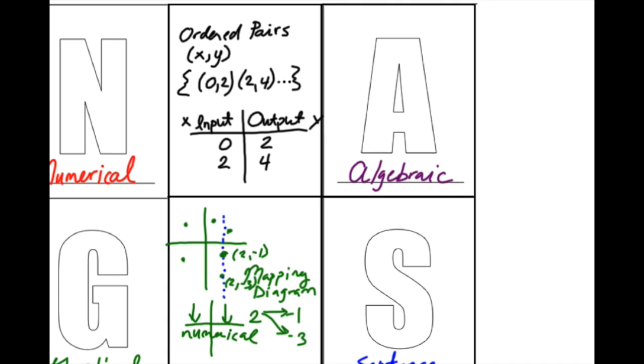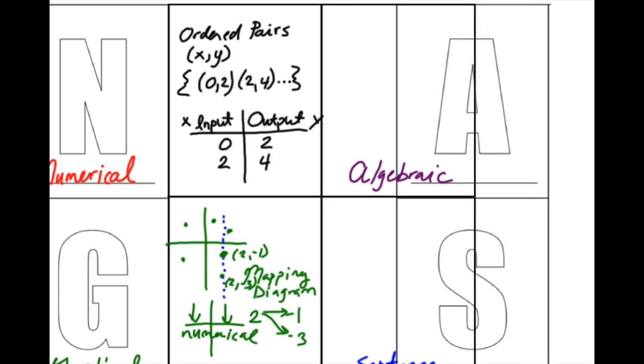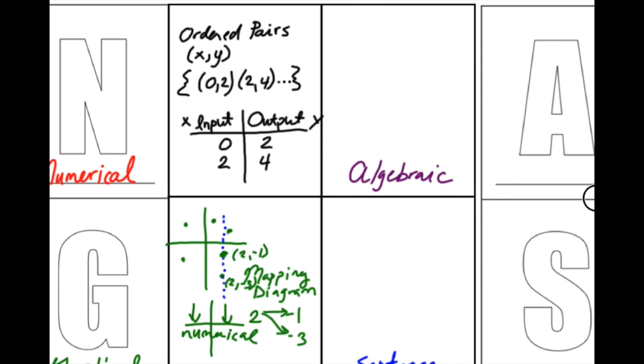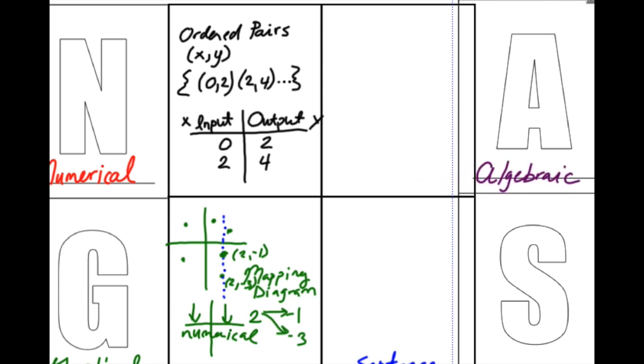And then you draw your arrows to connect the input values to the appropriate output values. So we'll do a few more examples of that in class, but I just wanted to touch base on the differences between an input-output table and a mapping diagram. Moving on to the algebraic section in your notes, again, flip open that tab so that you can write on the inside.